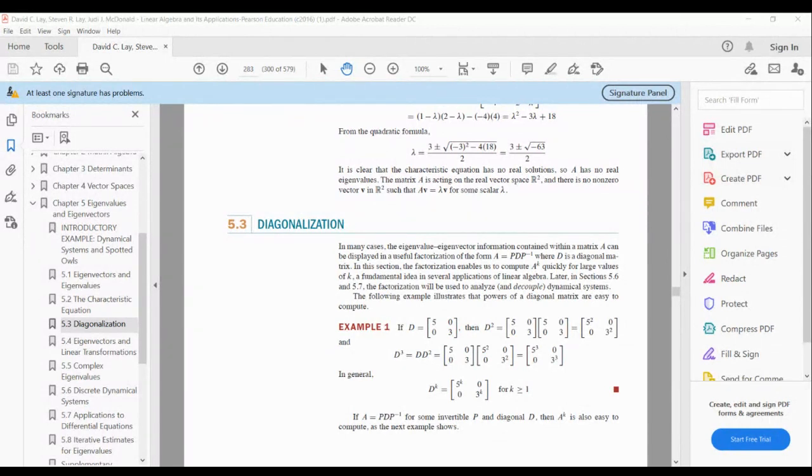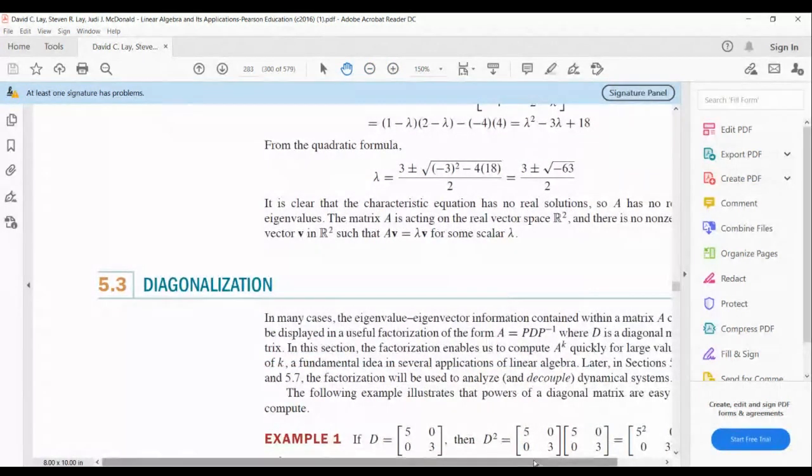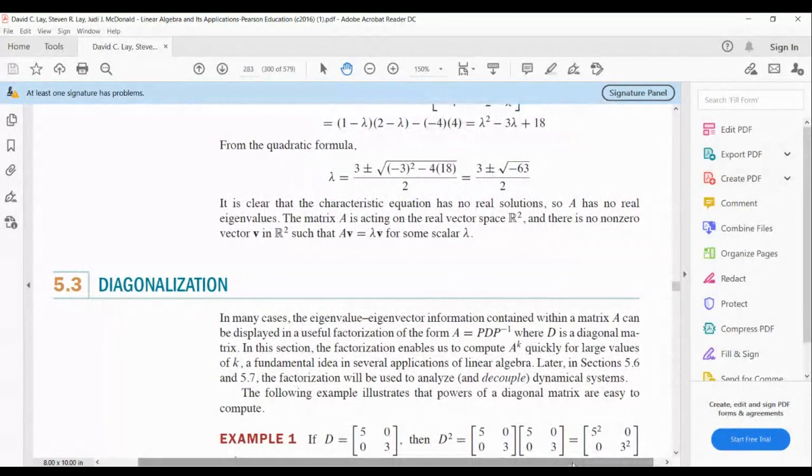So let me just, we're in section 5.3. And you've already had some experience with 5.3 in diagonalizing matrices. So when you diagonalize a matrix, what you're doing is taking the matrix A, and you are constructing a matrix P and a matrix D such that this square matrix A equals P times D times P inverse. Naturally, P and D are also square matrices.